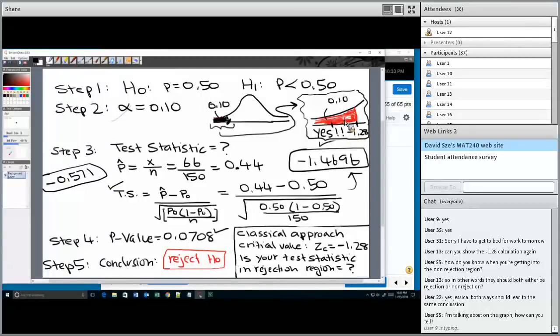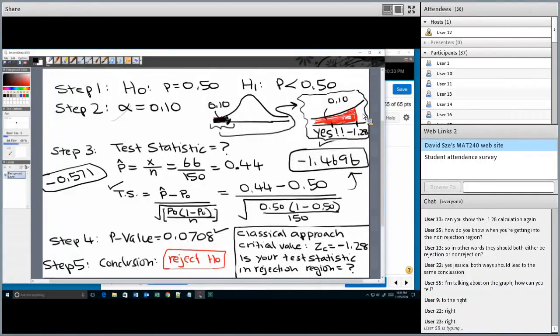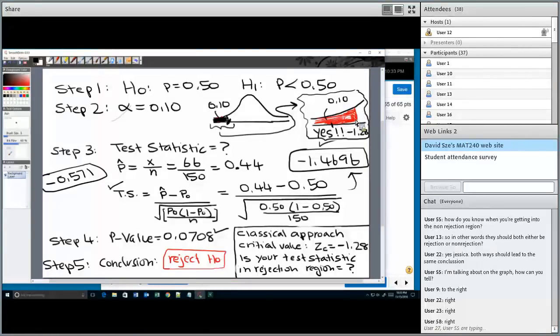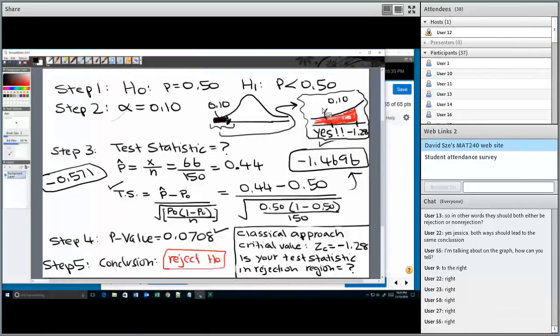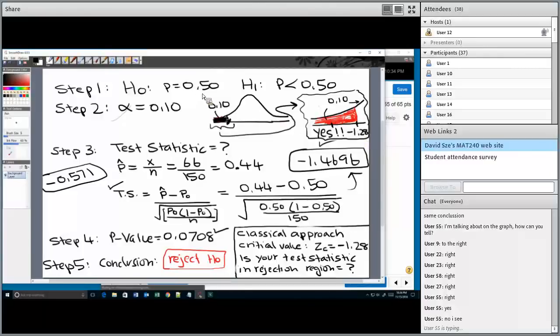Where would minus 0.571 be? Would it be on the left side of this minus 1.28 or on the right side of this? It would be on the right side of it, right? Then you're not in the rejection region anymore, right, Sylvia? Would you agree that you're not in the rejection region if you're on the right side of minus 1.28? That's how you are in the non-rejection region, and therefore you will not reject the null hypothesis.